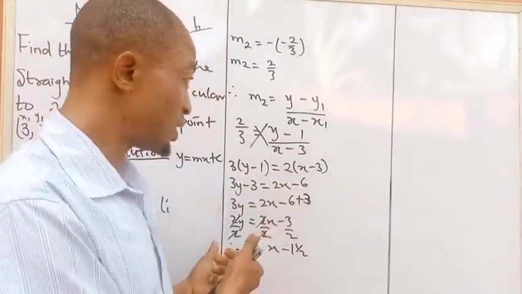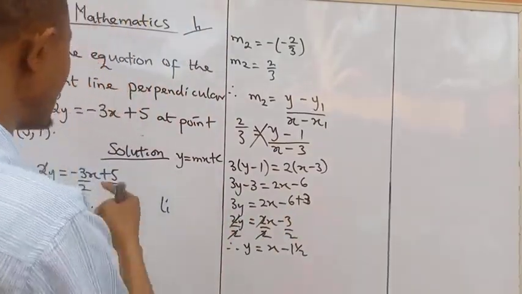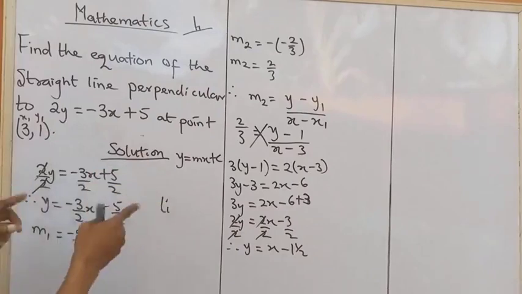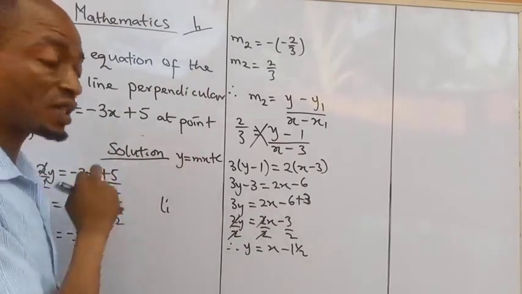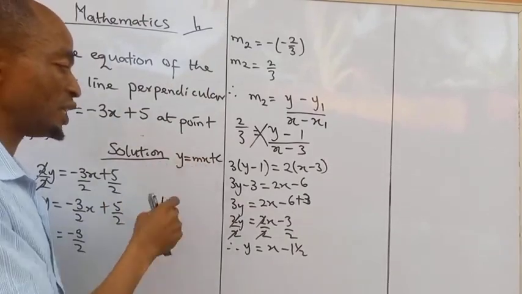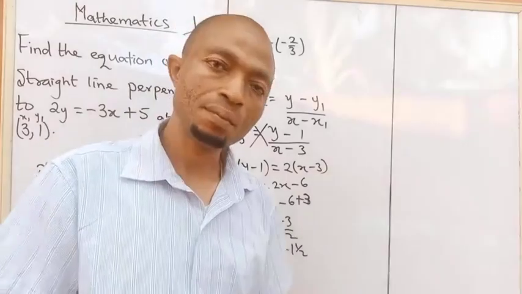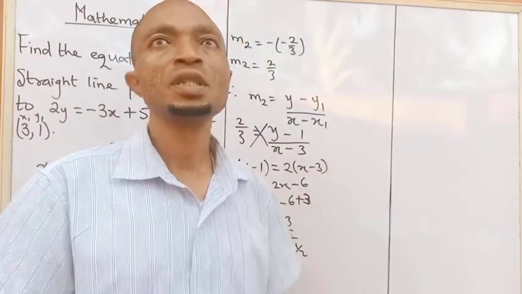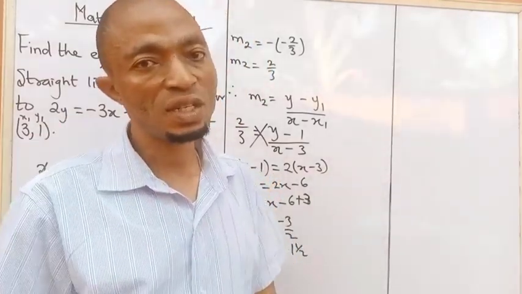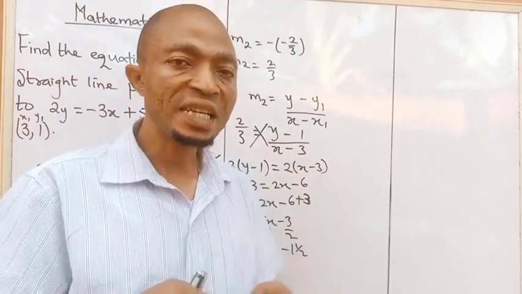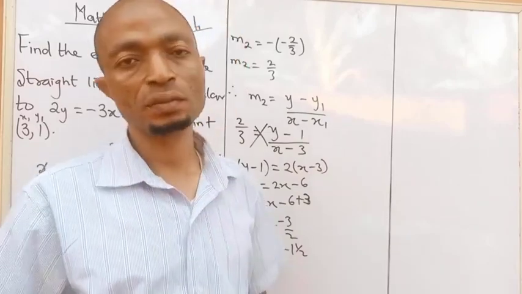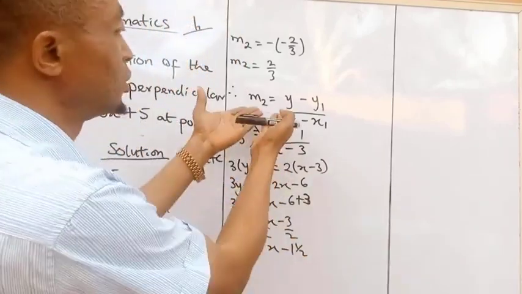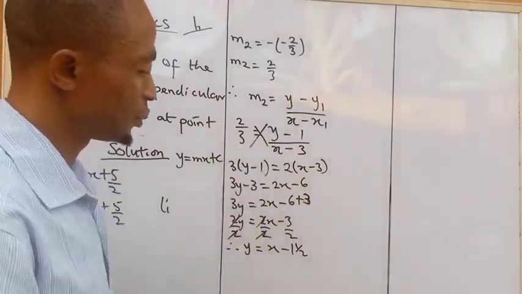So when you are doing it in JAMB, this is what you just do. Just quickly write the equation you are given in this format, that is y equals mx plus c. Then locate your m. When you get your m, the gradient of the second line will be the negative inverse of the gradient of the first line you are given. And you find the equation this way. That's it.